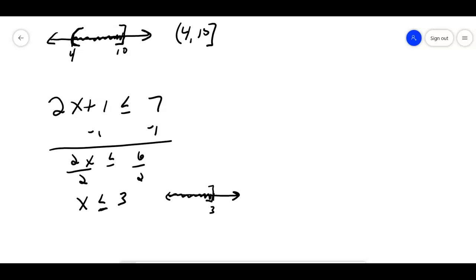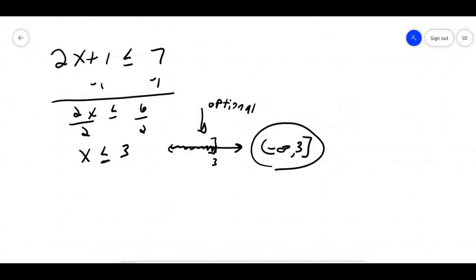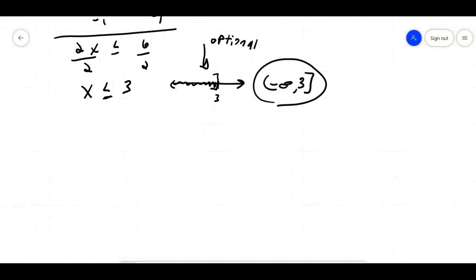What we really want is the interval notation, though. This one would look like this. This right here is kind of optional, and this right here is what we really want for the answer. When you're solving inequalities, it's very similar to equations. There's one big difference you may remember, like if you were to have something like this.